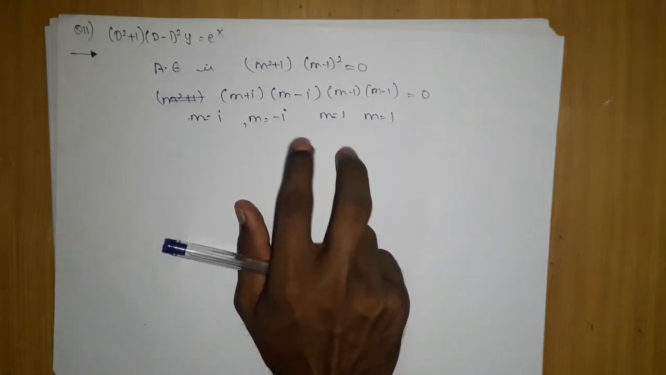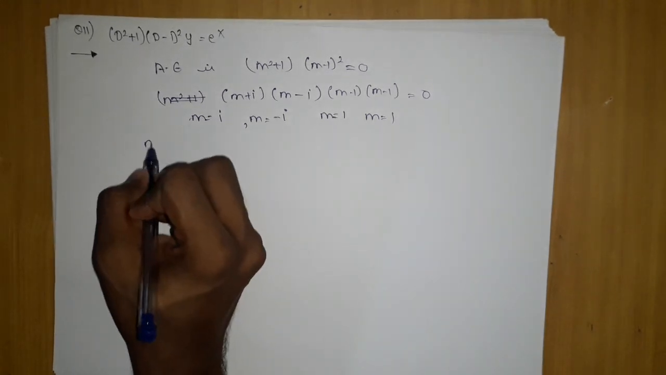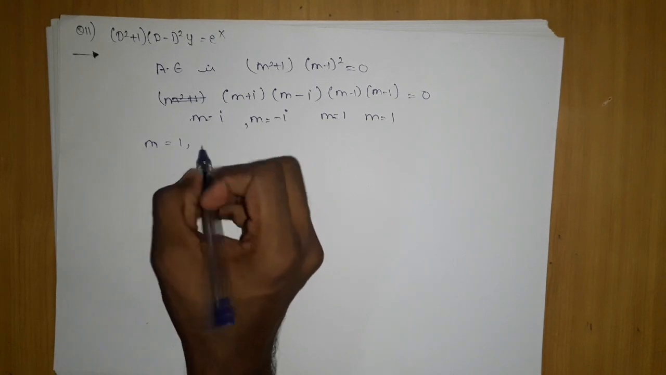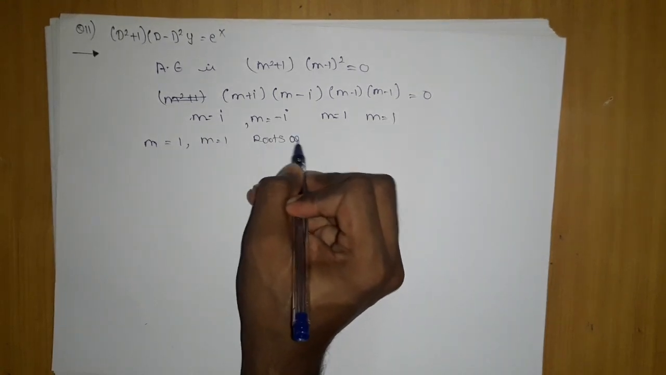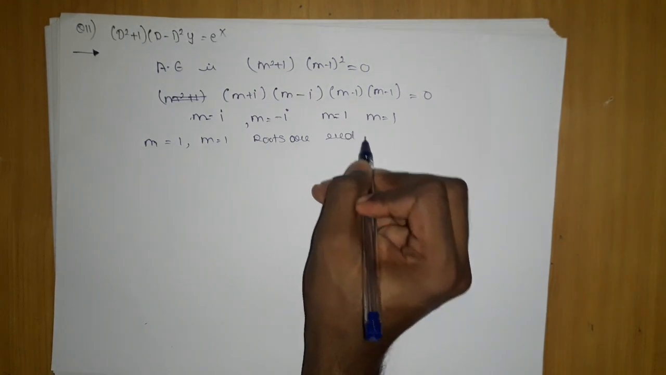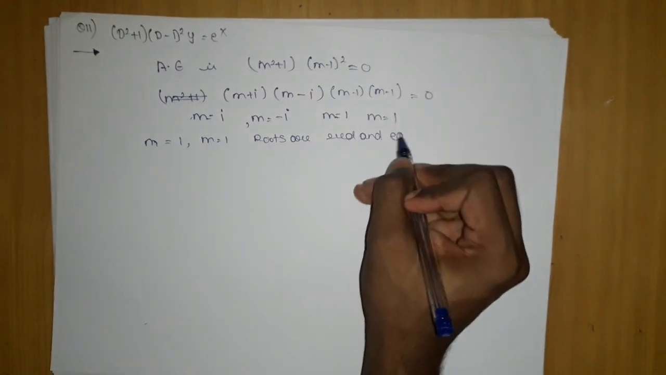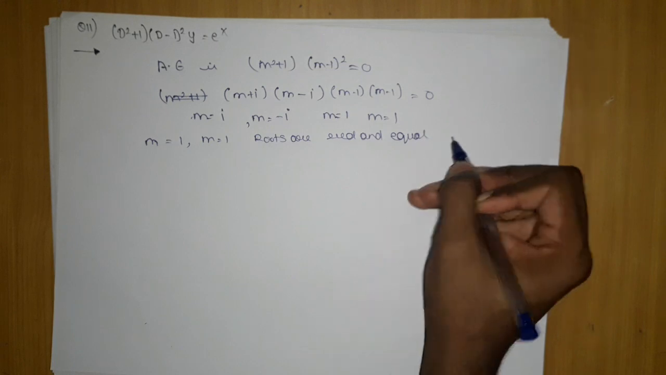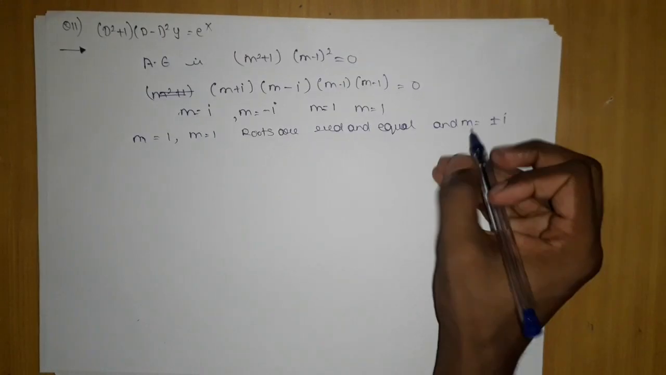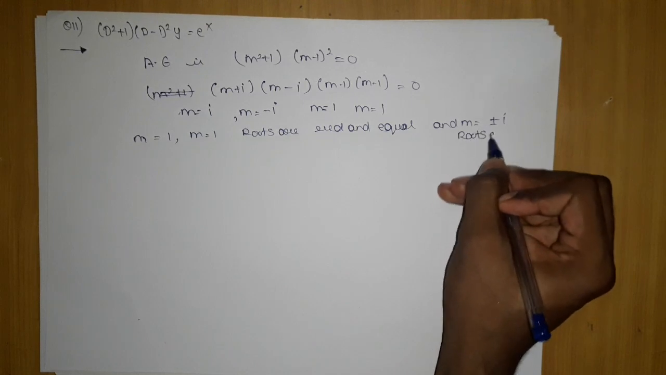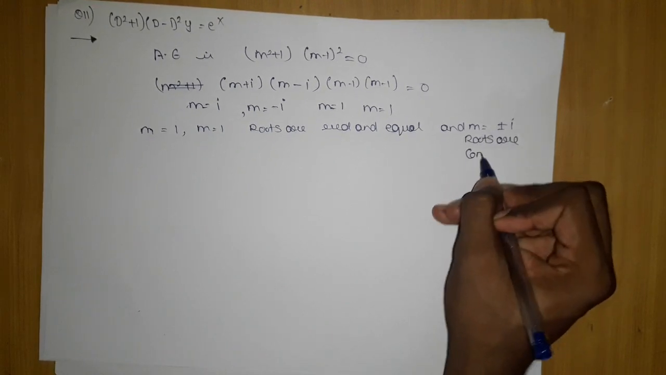You have to write these two statements: m equals to 1 and m equals to 1, roots are real and equal, and m equals to plus minus iota, roots are complex conjugate.